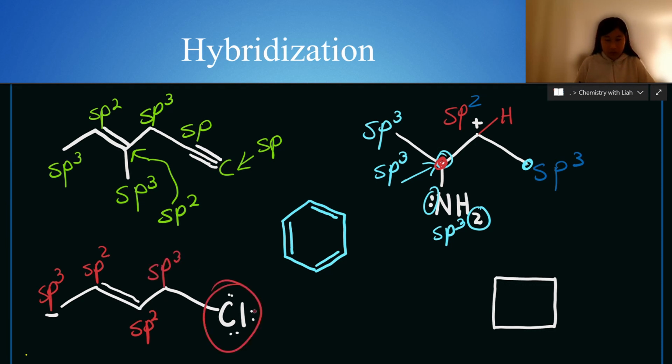And finally, this chlorine. Well, this chlorine has 1 group, 2 group, 3 group, and 4 group right here. So it has a bond to a carbon atom and 3 lone pairs. And so that is sp3 hybridized.